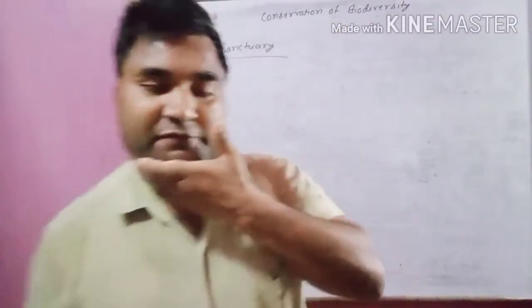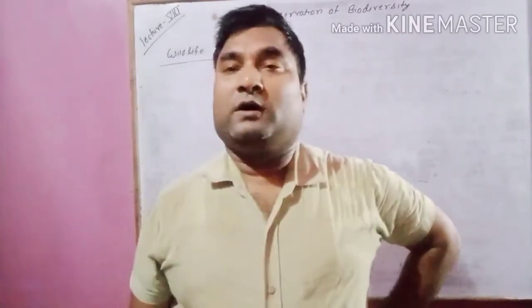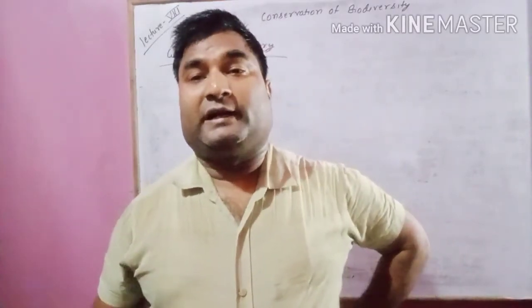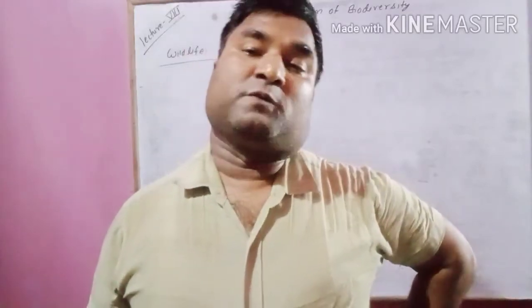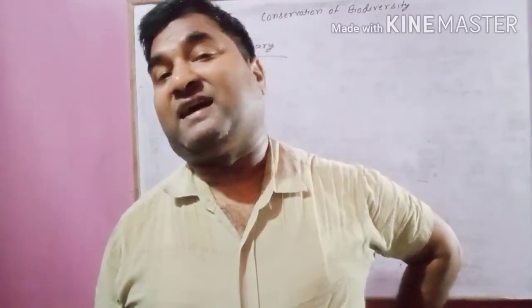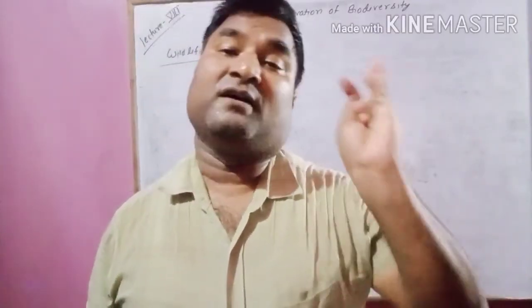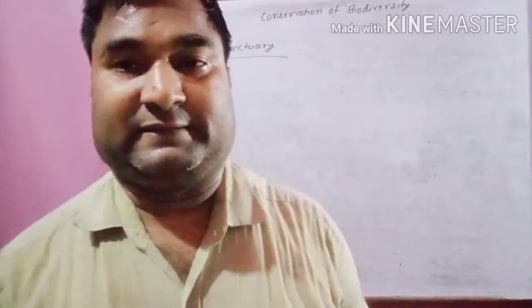This is the 8th video lecture of the chapter Conservation of Biodiversity. In the last few videos, we were discussing the protected areas. In protected areas, we have discussed that there is biosphere reserve, wildlife sanctuary, and national park. While discussing biosphere reserve, we also discussed endemic species, flora and fauna, endangered species, and extinct species. So the next topic which we have to discuss is wildlife sanctuary.